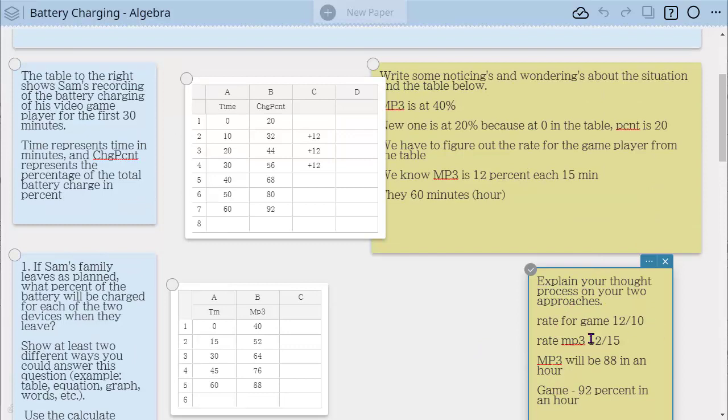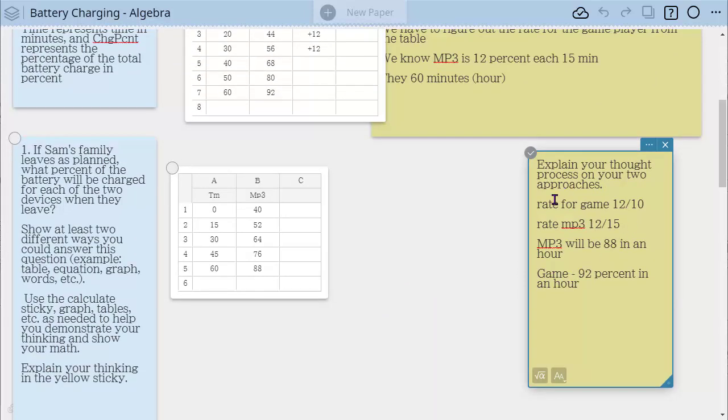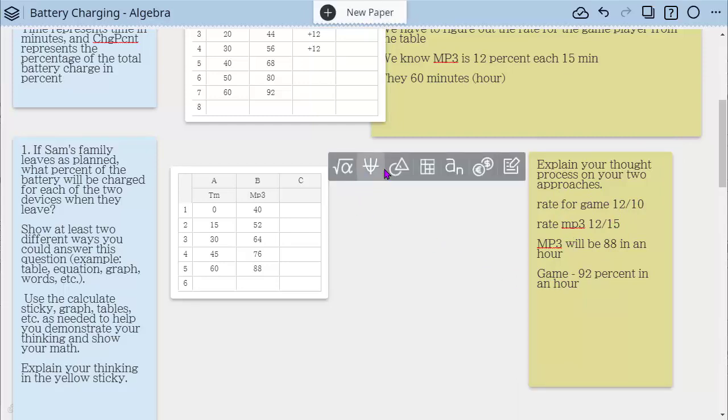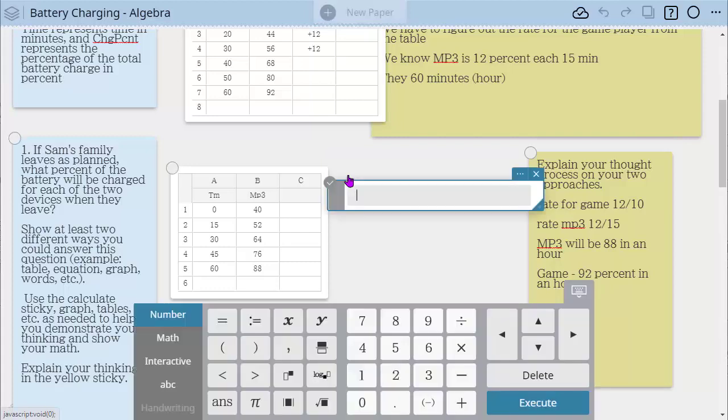So we kind of did it. We did a rate here. So maybe then they say, well, since I figured out the rate, that's sort of a slope, I could have used an equation. So what are my equations? Well, let's pull up a calculate sticky. So again, the nice thing about this is you have lots of different ways. So my equation, or my expression really, for the MP3 player, is 12 over 15, that's my rate, times my time. Well, what is my time? My time is an hour, so 60 minutes.